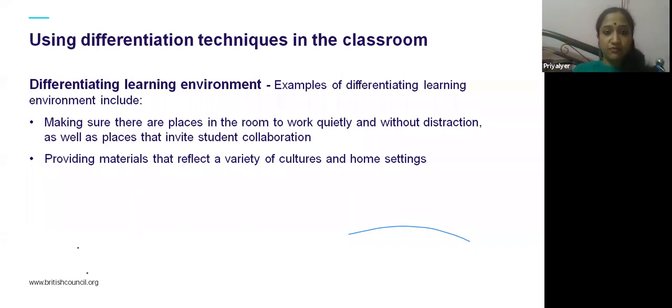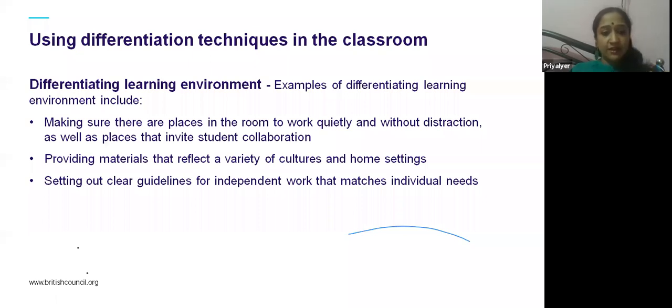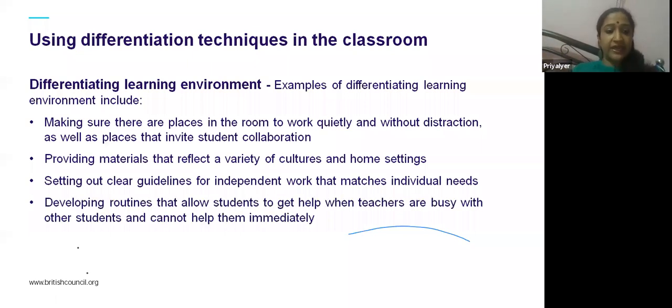Provide materials that reflect a variety of cultures and home settings. So you have a variety of content that you provide, a variety of tasks that you provide. Before you start anything, whether it's independent work or any kind of work, set out clear guidelines. So your instructions, your ICQs, your examples, everything, so that the student knows what they need to know, and it matches their needs. It's not something completely alienated.